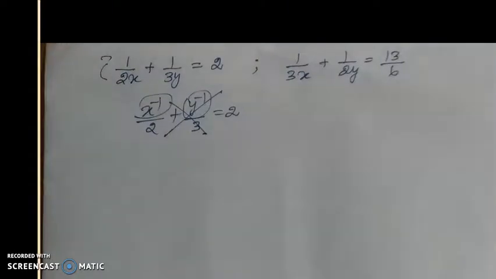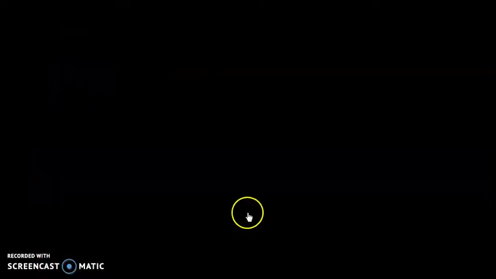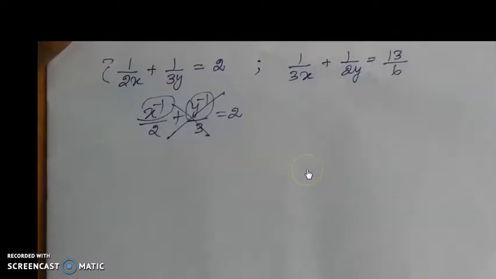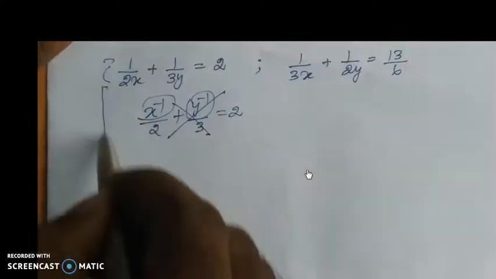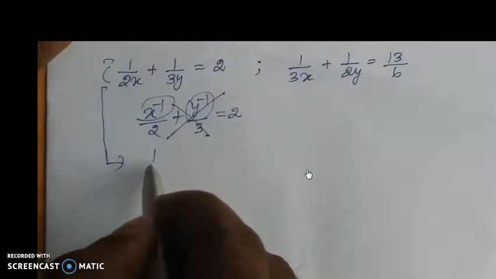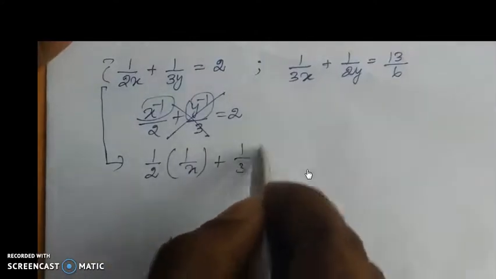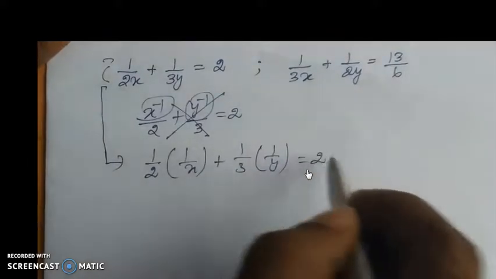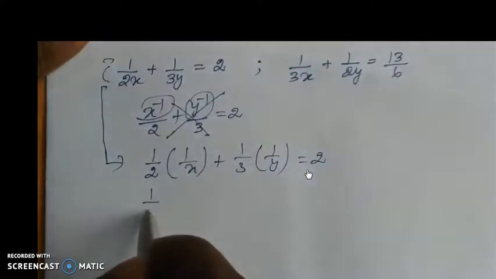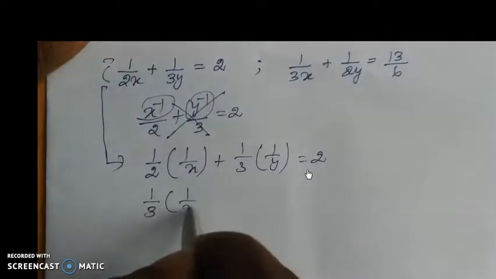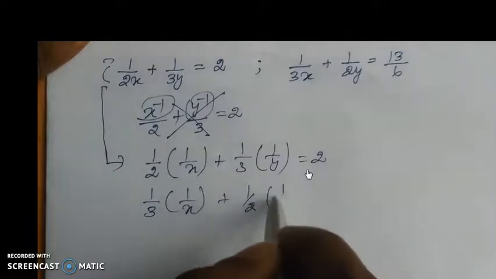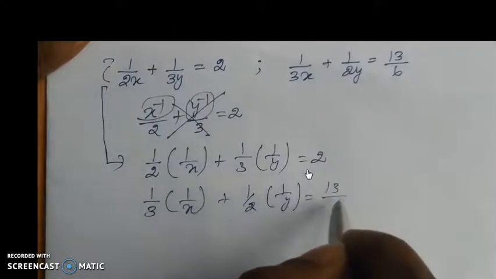So now we are going to convert this non-linear equation into a linear equation. If the given pair of equations is not linear, we have to convert it into a linear equation and then solve by the linear methods, right? So how can we solve? First we have to split the variable here. How can we split? Coefficient and variable, that is 1 by 2 into 1 by x plus 1 by 3 into 1 by y equal to 2. Similarly, the second equation, 1 by 3 into 1 by x plus 1 by 2 into 1 by y equal to 13 by 6.